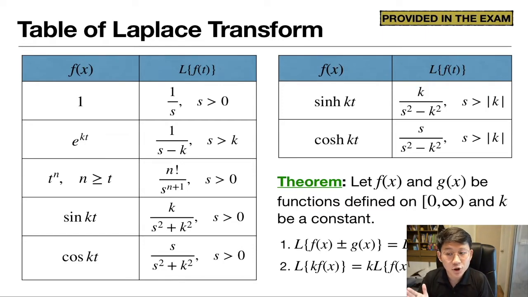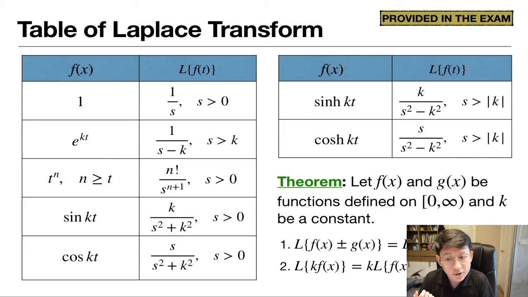Okay, and the Laplace transform of t to the n is n factorial divided by s to the n plus 1, s bigger than 0. Laplace transform of sin kt is k divided by s squared plus k squared, s bigger than 0. Laplace transform of cos kt is s divided by s squared plus k squared, s bigger than 0. And Laplace transform of sinh kt is k divided by s squared minus k squared, s bigger than absolute k.